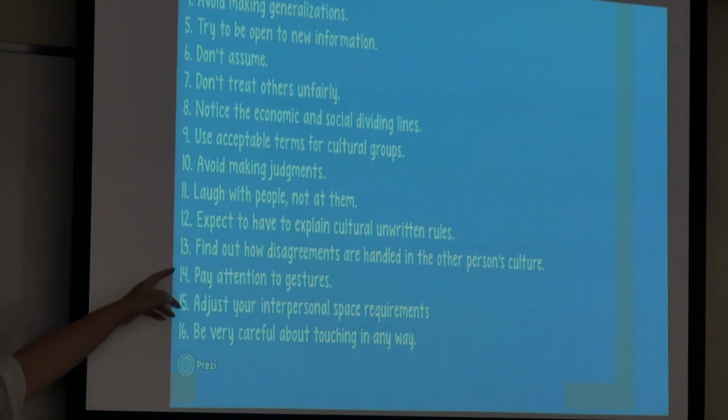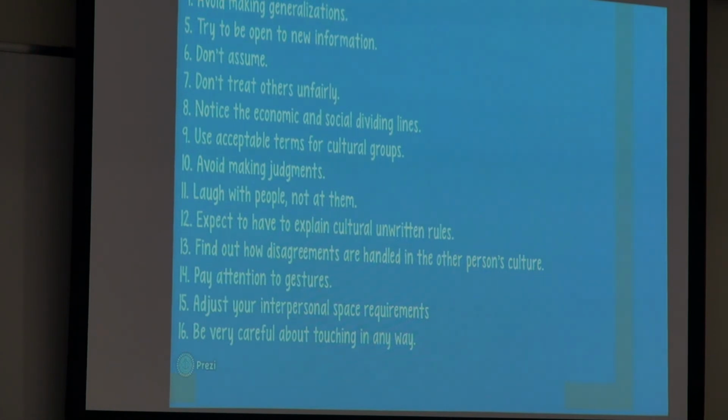And number 11 may be important and easy to understand, and very important. Laugh with people, not at them. And 12, expect to have to explain cultural unwritten rules. We do have a lot of unwritten rules, right? As a Japanese person, the Japanese community has a lot of unwritten rules. Sometimes you may have to explain that to someone who doesn't know that.